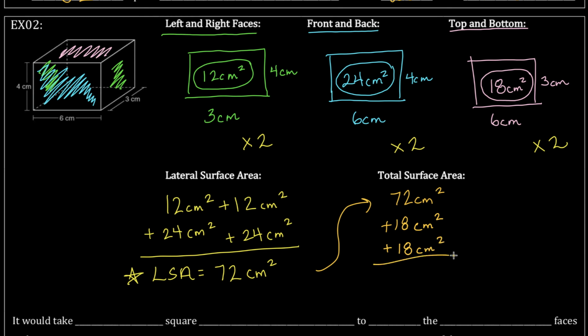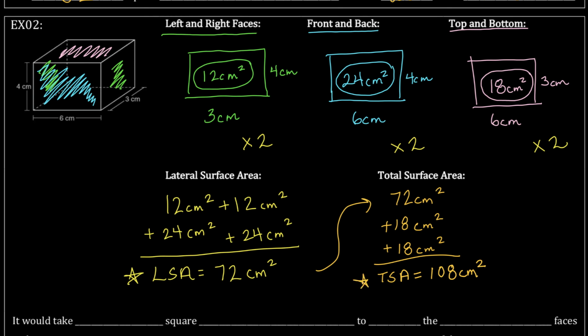all right. So 72 centimeters squared plus 18 centimeters squared is 90 centimeters squared, plus 18 centimeters squared is 108. So the total surface area is 108 square centimeters.